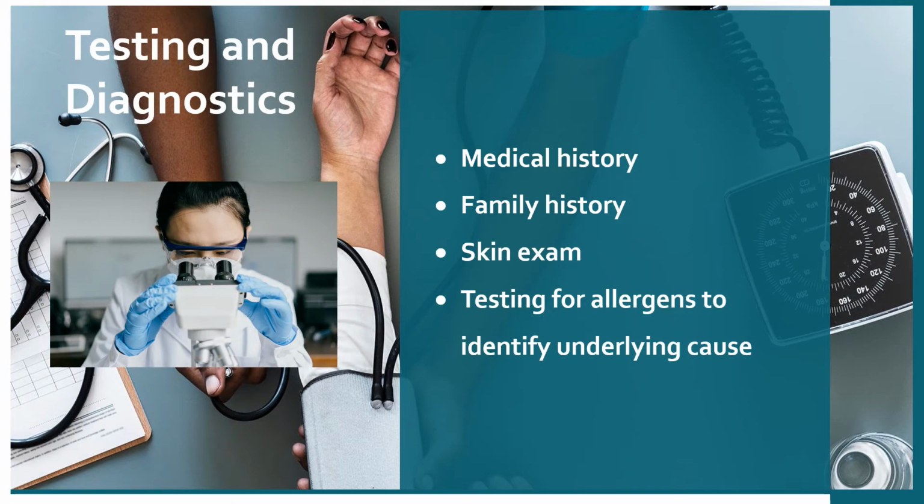Moving on to testing and diagnostics. Of course, you want to start off taking a good medical history for the patient. And as we said earlier, we're always going to assume there's a family connection to this. So make sure you get a good family history. Somewhere somebody's going to be allergic to something. Next is going to be the visual examination of the skin. And finally, there's going to be tests for individual allergens, skin testing.